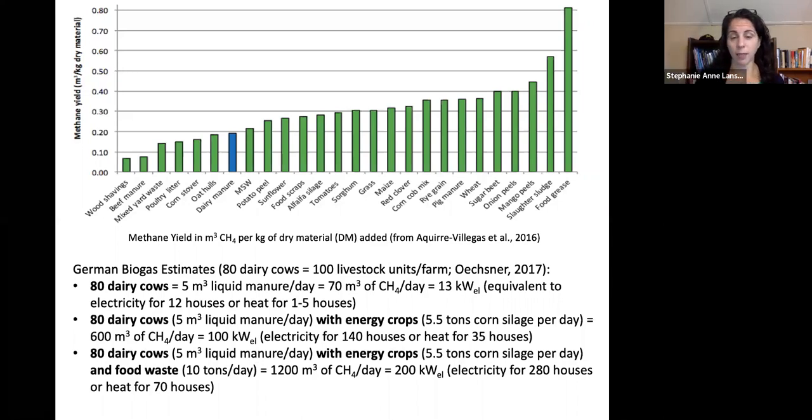But if you added those energy crops and you added food waste, then your 80 dairy cows go from electricity for only 12 houses to 140 houses, when we add in these energy crops. And then when we add in 10 tons per day of food waste, we're talking more about 280. So again, adding these higher value crops into your digester can greatly increase your electricity production.